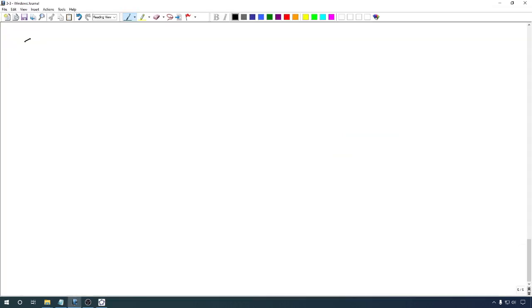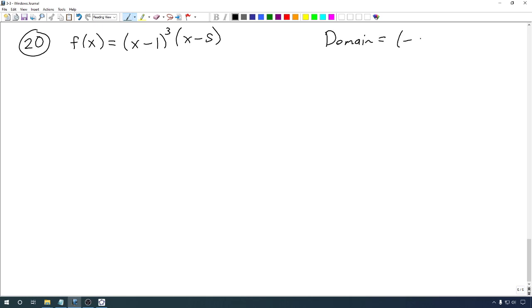Alright, one more example for this video. We're going to look at problem 20. Here we have a function, f of x. It's x minus 1 cubed times x minus 5. Of course, this is another polynomial, even though it's not expanded. It is actually factored out for us. But since it's a polynomial, its domain is everything.